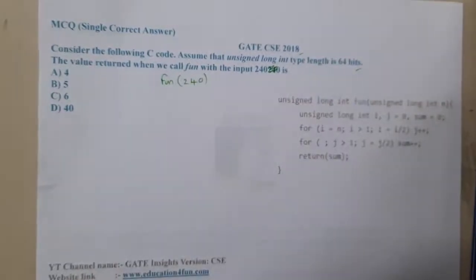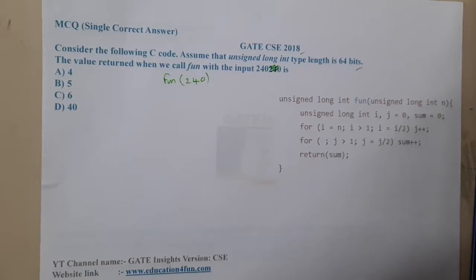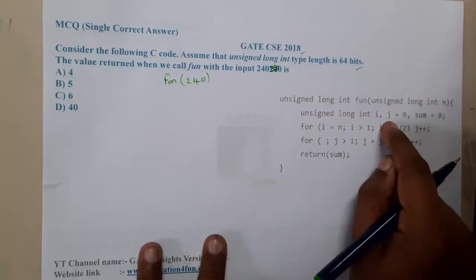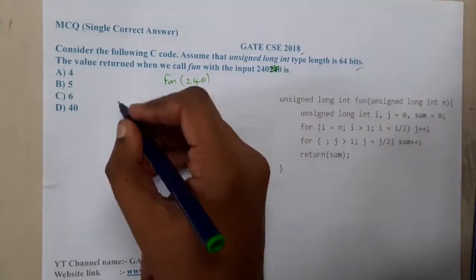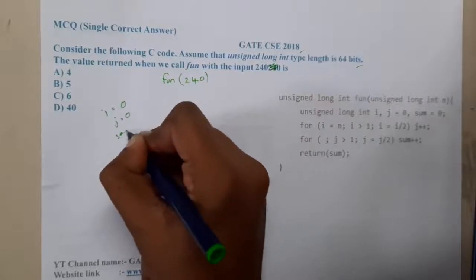The function has two loops, one inside the other. Let us start. Firstly, it will initialize the values of i, j and sum to 0: i equal to 0, j equal to 0 and sum equal to 0.